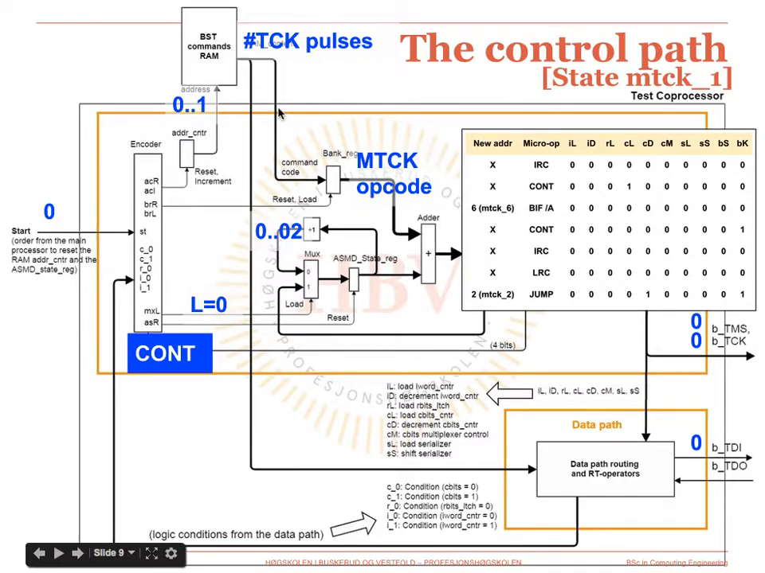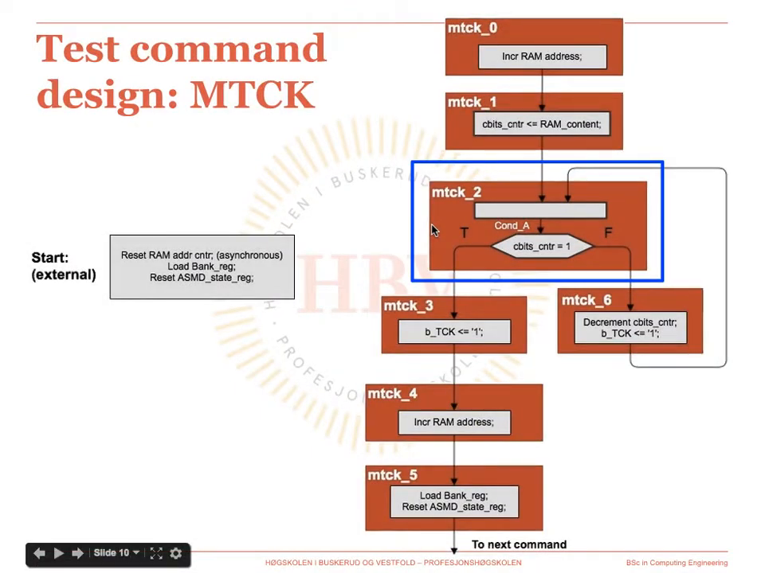Since the micro operation is now continue, the multiplexer load control input remains at 0, and the ASMD state register will go from 1 to 2 in the next system clock cycle. This means that we will go from state 1 to state 2, where we will check for the logic conditions, which we called condition A.